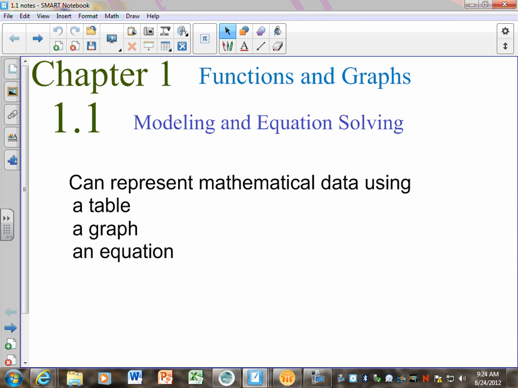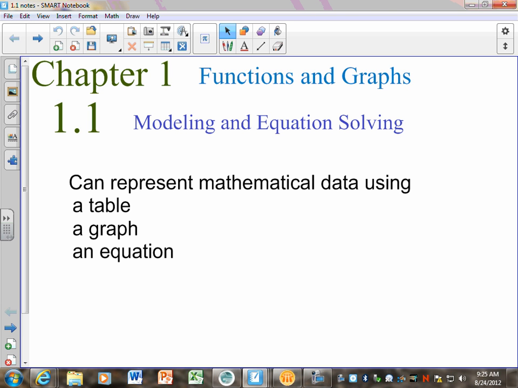So, modeling and equation solving. We're going to go through some stuff that's going to seem really simple. Why would I do this in precalculus? And then we're also going to remind ourselves how to solve a few different types of equations today that we haven't seen. So, most things that we do in math, you can display three ways.